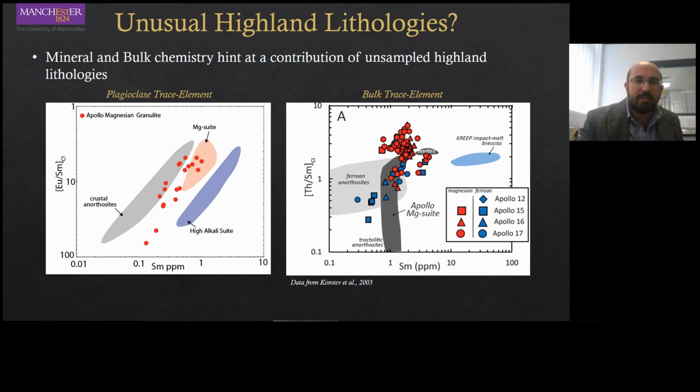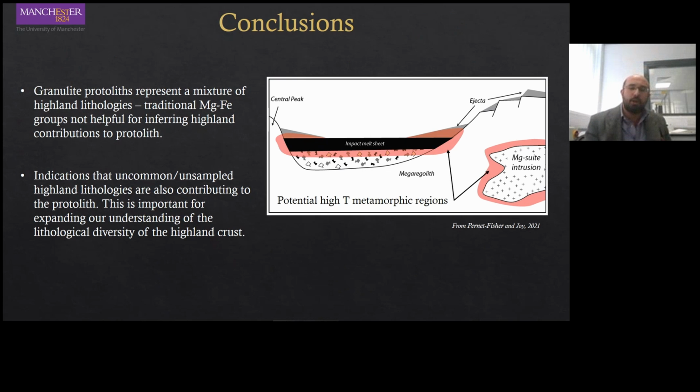So I'll just leave that there, just my conclusions, and just to add to what I said before, these traditional groupings of Mg versus more magnesium-rich may not be that helpful when we're looking at bulk elements, and we really need to start picking apart these granulites a lot more to push forward our understanding of highland lunar geology. So I should leave that there.